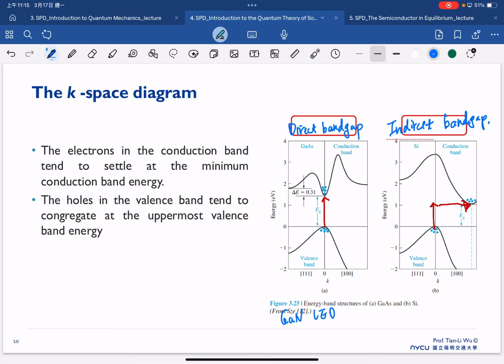For example, the silicon material. Silicon is one of the most famous materials that shows an indirect bandgap. So that's why you never hear about people using silicon as a light emitting device.